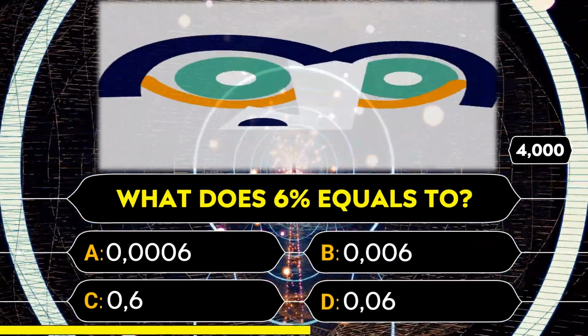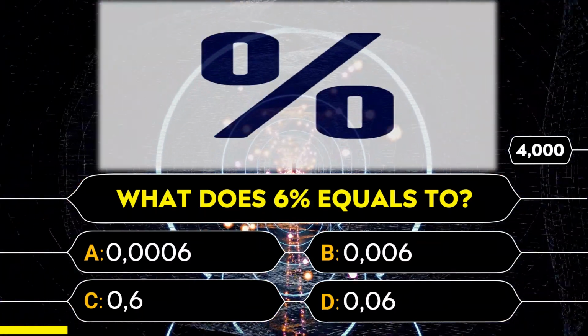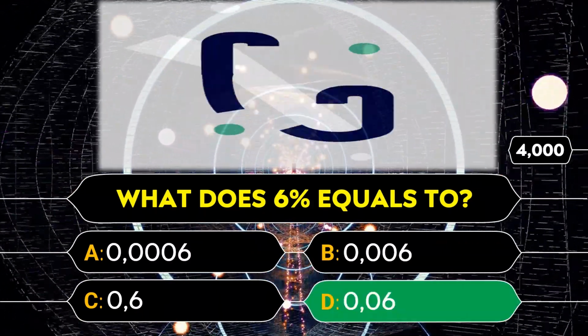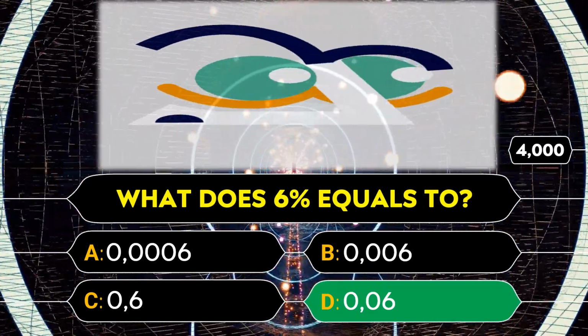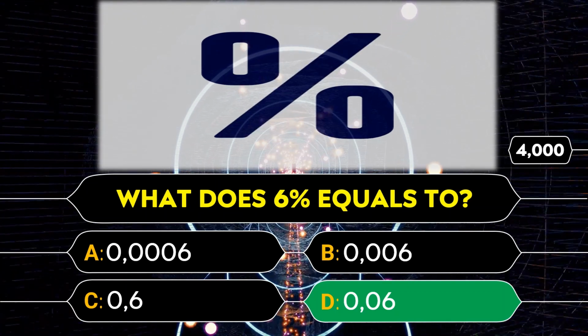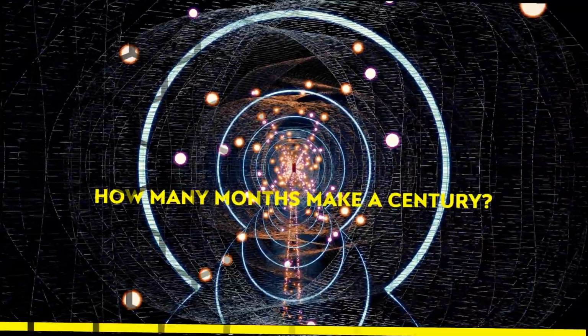For 4,000, do you know what 6% equals to? The decimal equivalent of any percentage is the number over 100. 6% is 6 over 100, or 0.06. Will you win the 20 million and be the contestant that will answer all questions? Let's find out with this next question worth 8,000.